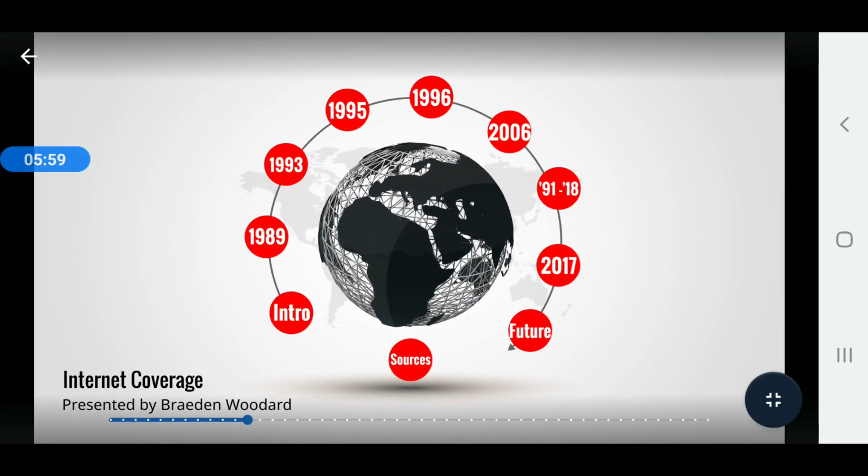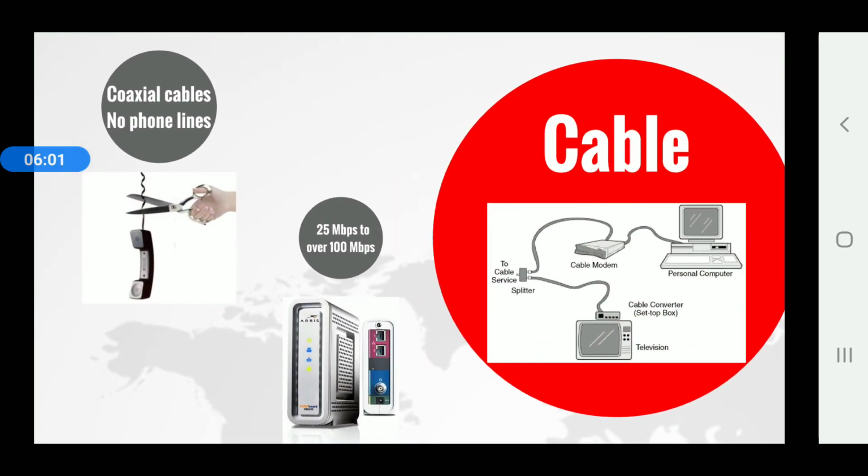So in 1995, we removed the need for phone lines. So we were able to take back our phone lines and have cable. According to Broadband Now, over 194 million Americans use cable delivery methods for high-speed internet.